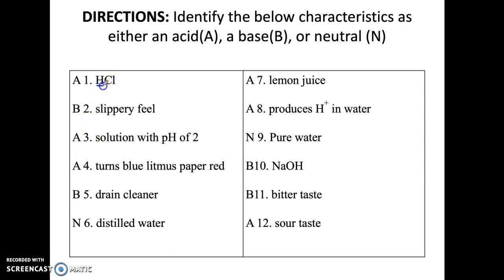So here starts with H, acid. Slippery, base. pH below 7, acid. Turning paper red, that's acid. Drain cleaner, that's a cleaning solution, that's a base. Water is neutral. Water is neutral. Lemon juice, acid. H plus, acid. Lemon, H plus. Water's neutral. Water's neutral. OH is base, bitter, base, sour, acid.